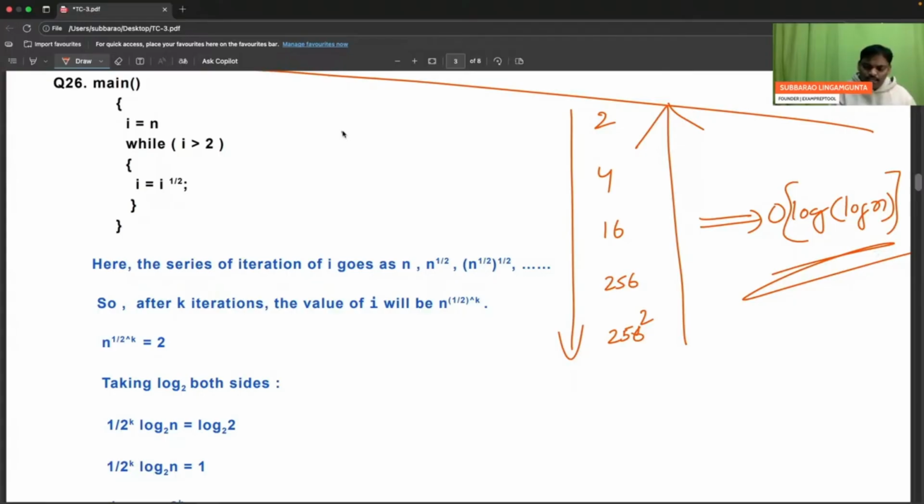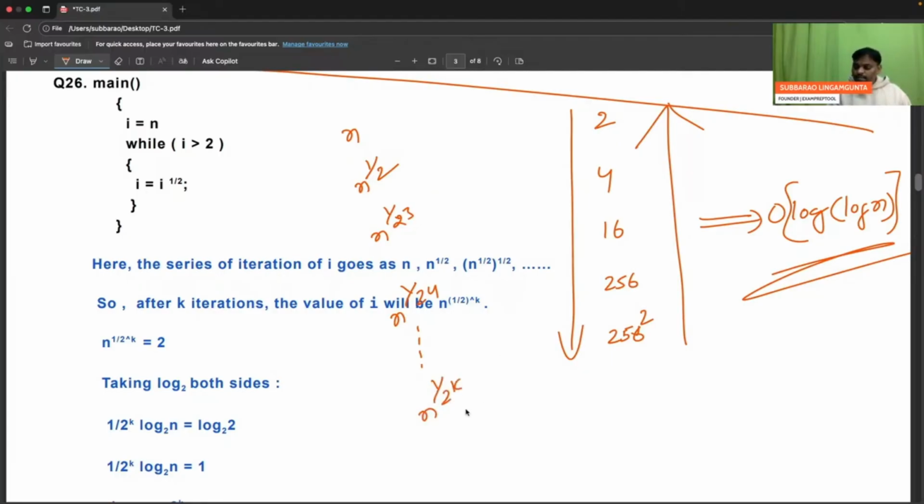i is initially n. Right? Next one, n power 1 by 2. Same story. Don't memorize anything. Until you are confirmed, keep on doing the proof. When you are confirmed, do it directly. n first. Next one, n power 1 by 2. Next one, n power 1 by 2 cube. Next one, n power 1 by 2 power 4. If I do it 4 times, this is the story. If I do it k times, n power 1 by 2 power k.